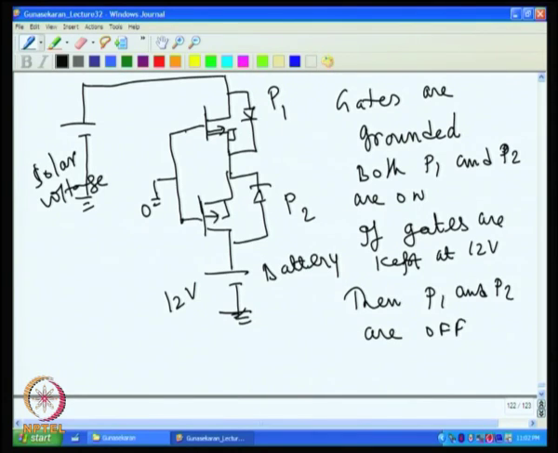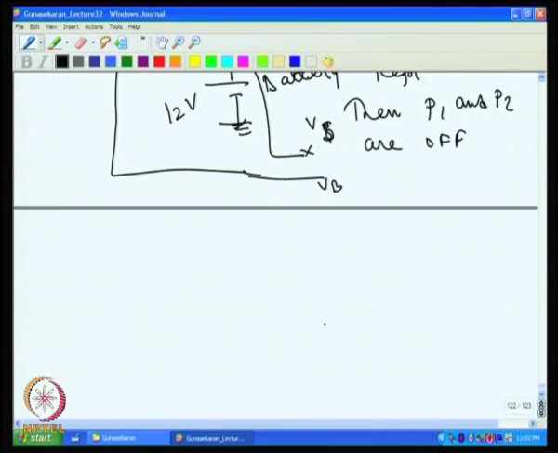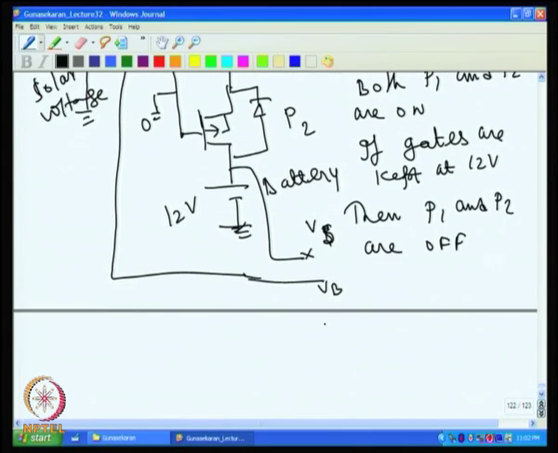So, what we normally do is we sense through the ADC this voltage and this voltage, as we discussed. So V solar and V battery, Vs and Vb, are sensed.